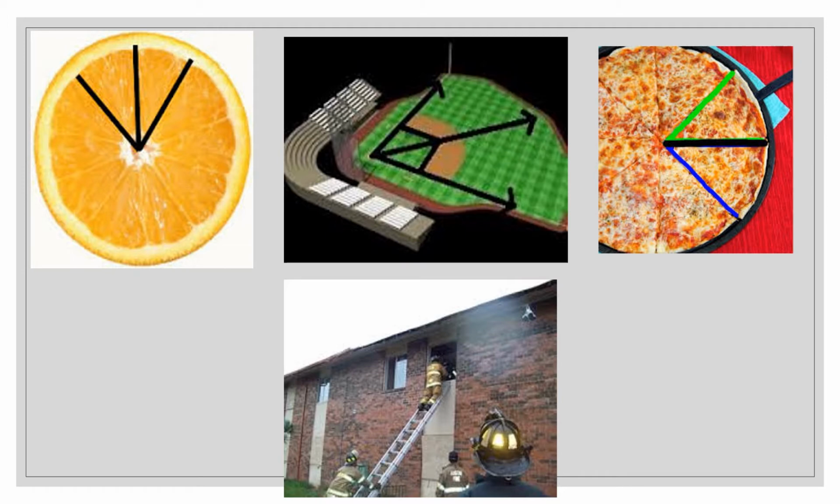If you guys have ever seen an orange or a clementine, they have those little sections which definitely have angles. A baseball diamond has angles. Pizza, if you cut it in triangles, there are definitely angles. Triangle has the word angle in it. And then this ladder makes an angle with the ground and with the building.